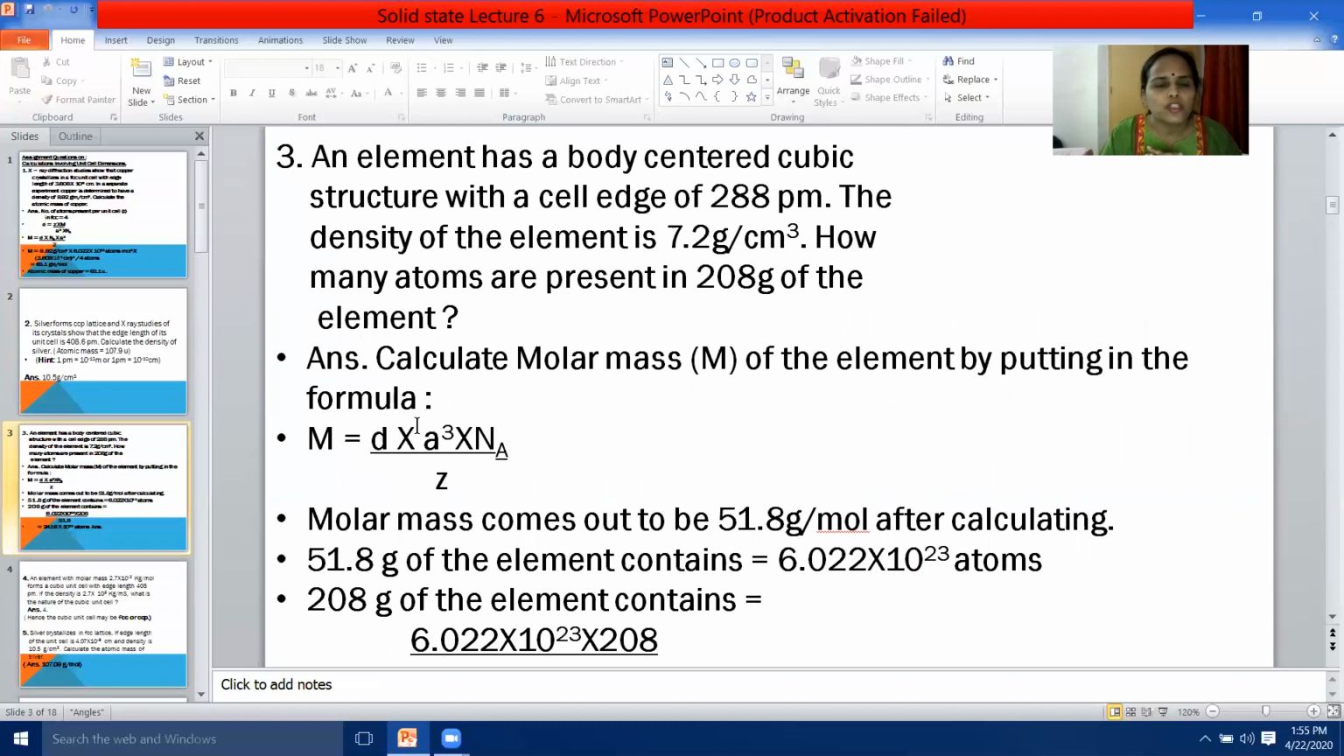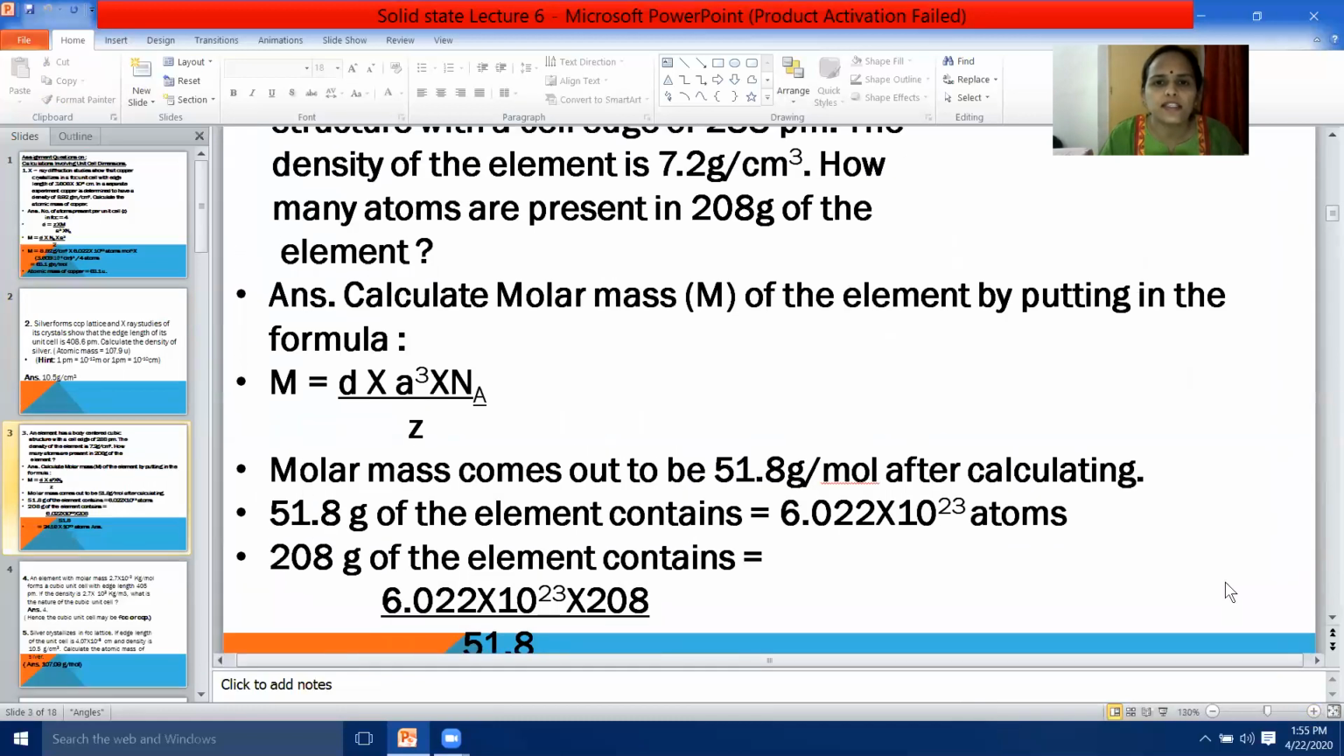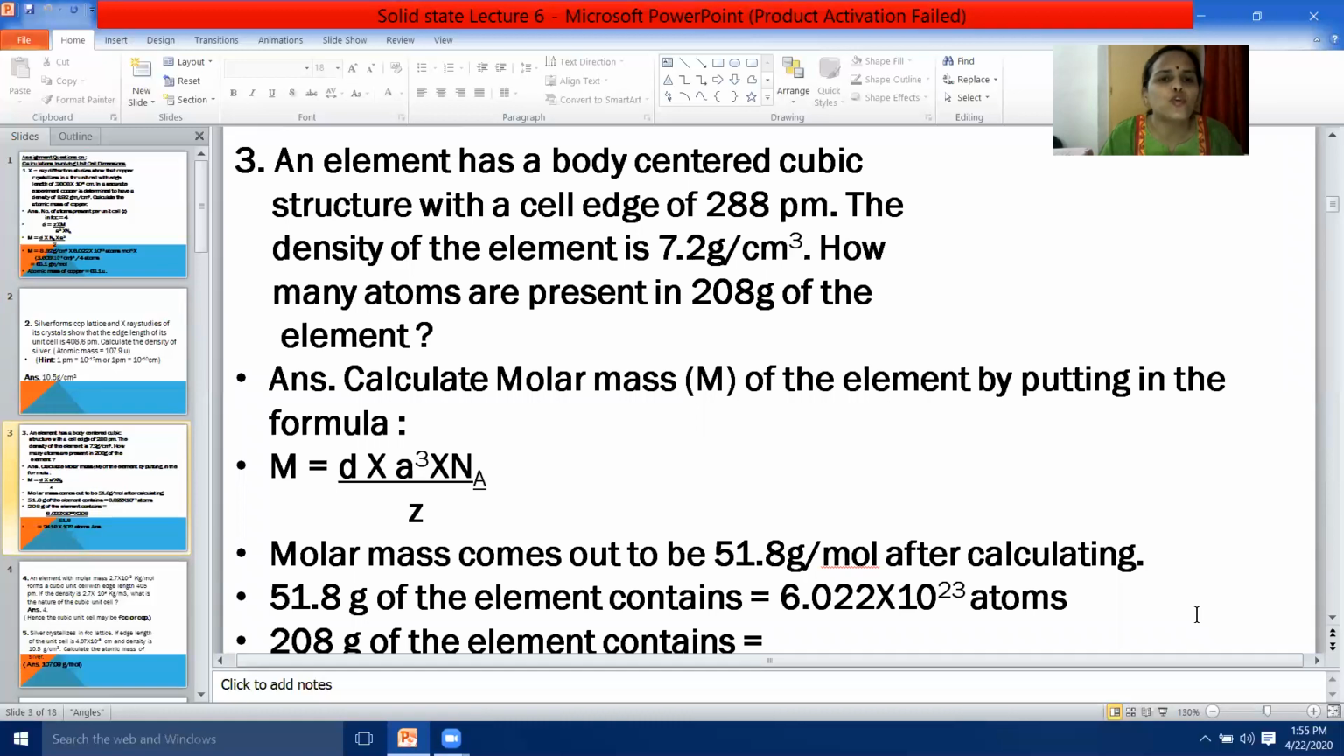So let us come to the third question. The third question is: an element has a body centered cubic structure with a cell edge of 288 picometers. The density of the element is 7.2 gram per centimeter cube. How many atoms are present in 208 gram of the element? That is the question that is given. Here you keep it in your mind: the element has a BCC structure.